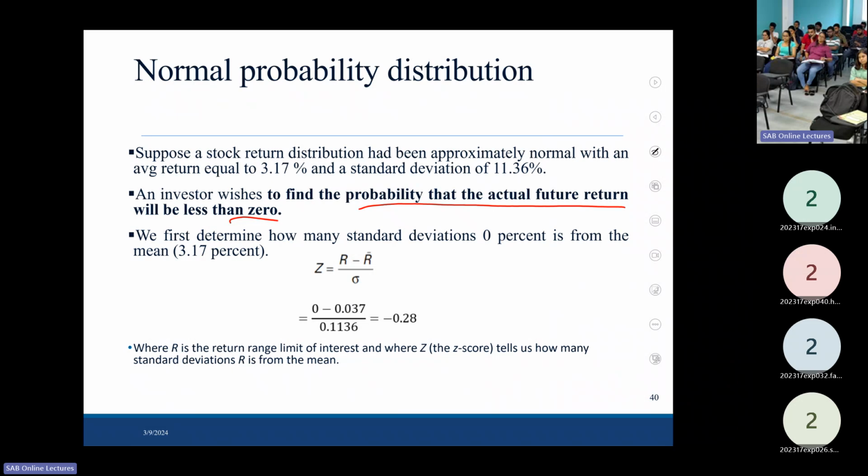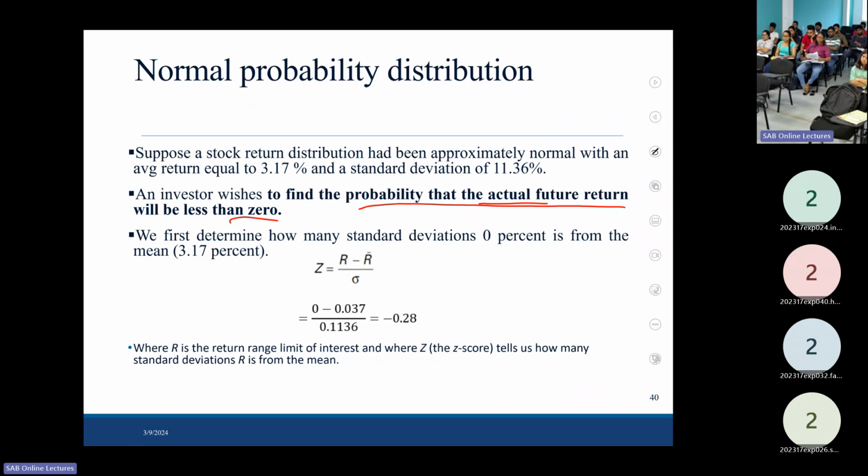Suppose that using this average return and the standard deviation, you want to see the probability of your actual return being less than 0. What is the probability of that if you invested in this company? If you want to see the probability of this return being less than 0, now this average is 3.17. You want to see whether it is going to 0. What is the probability of that?